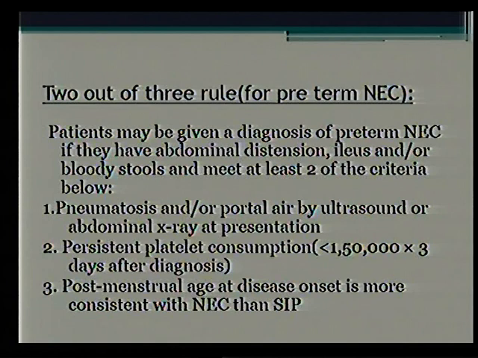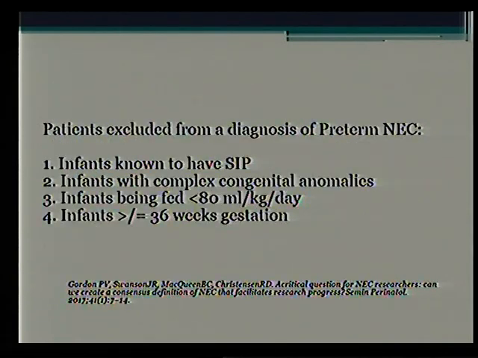That is, the pneumatosis on the portal layer, which is detected either on ultrasound or on X-ray, the persistent platelet consumption, and if the age of onset is less than around 36 weeks. So, who were excluded? Infants known to have spontaneous intestinal perforation, infants with complex congenital anomalies, infants being fed less than 80 ml per day, and of course infants more than 36 weeks of gestation. All these were excluded from the study.